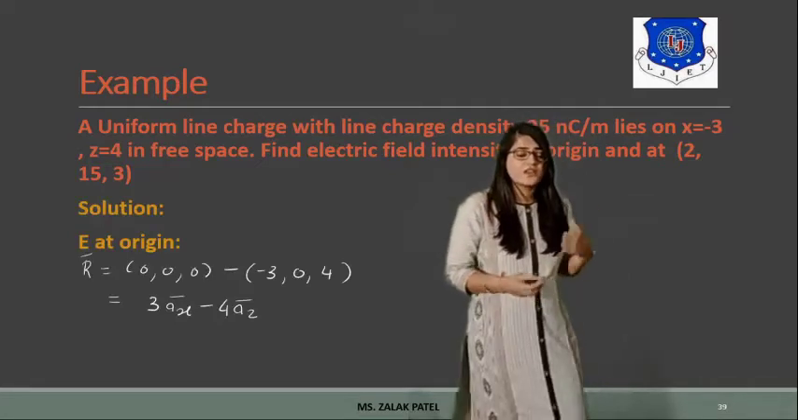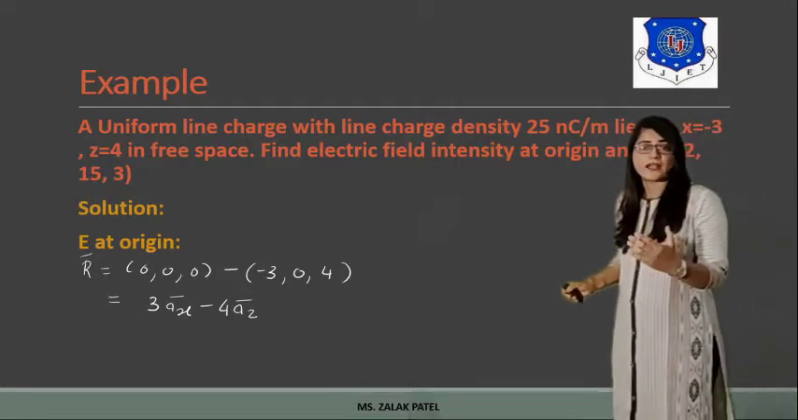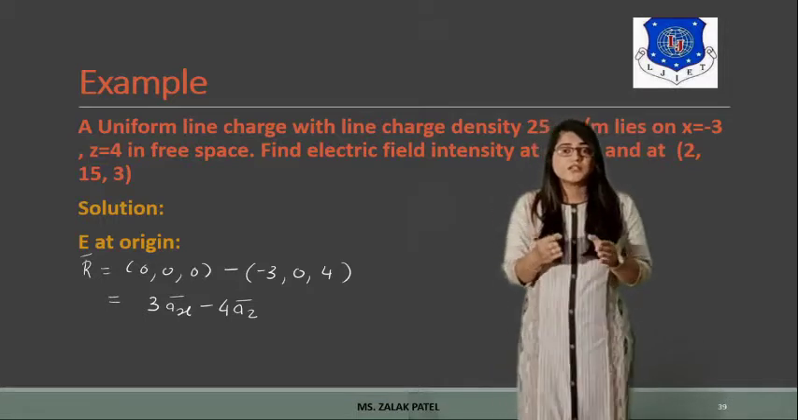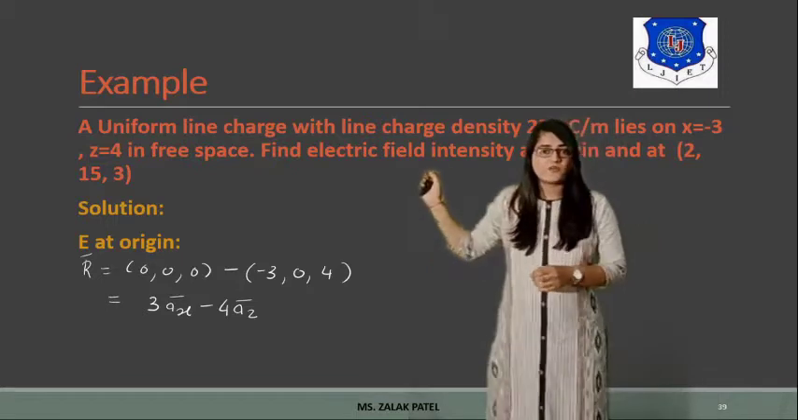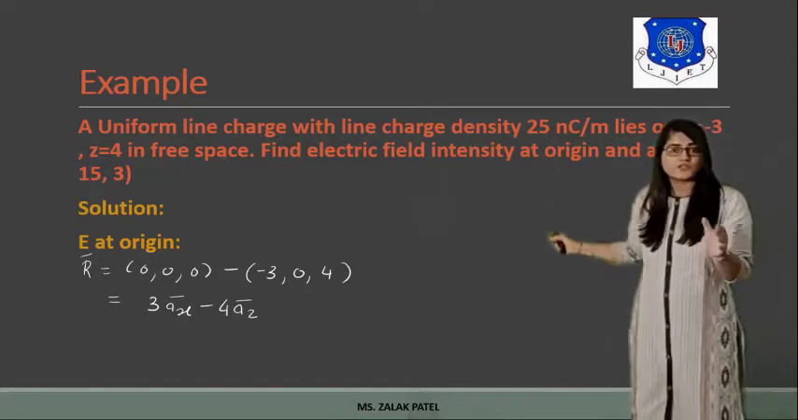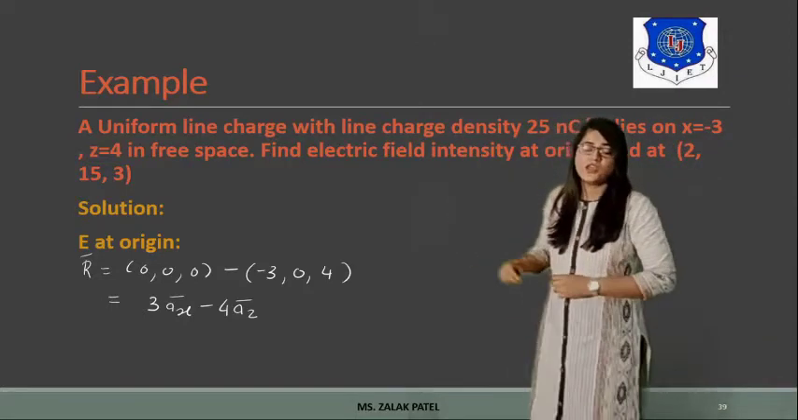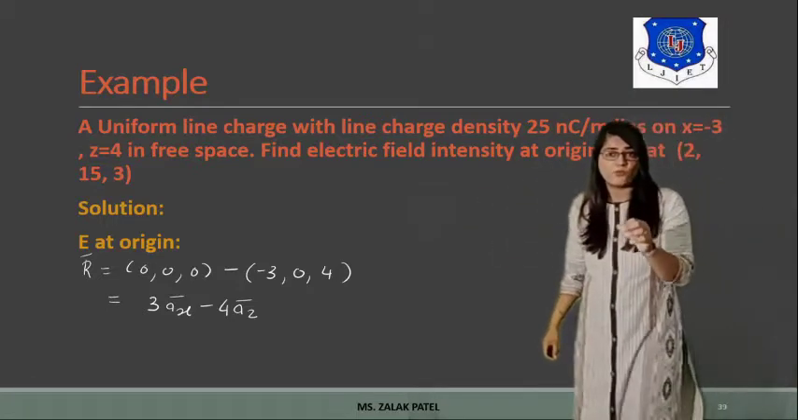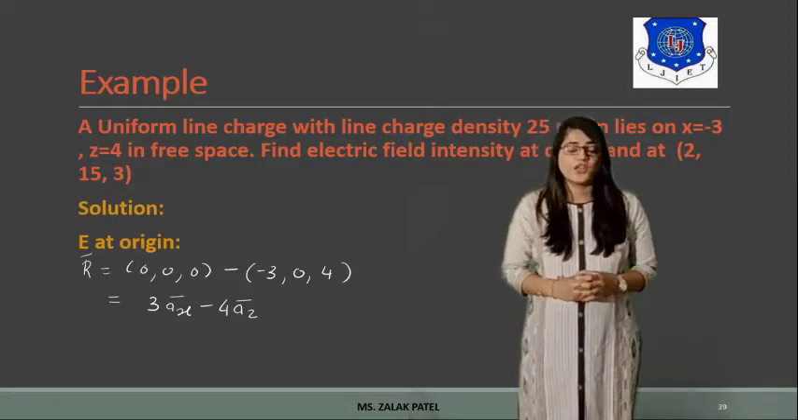So for this, first let's find out the field intensity at the origin. For getting the value of the distance, r equals the desired point minus the point where the charge is located. Here we take the case of the origin, so the desired point is 0, 0, 0, minus where the charge is located. Now let's see the problem statement. It is given that the line charge distribution of 25 nanocoulomb per meter is at x equal to minus 3 and z equal to 4.